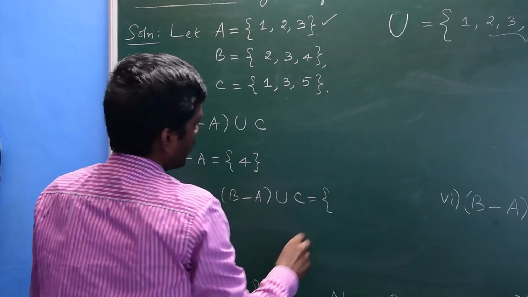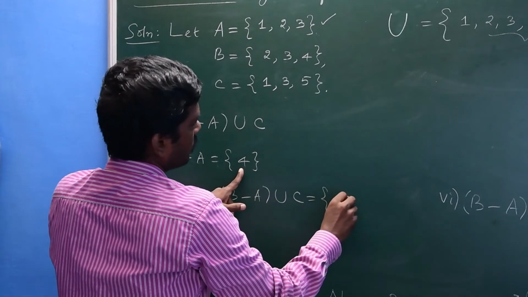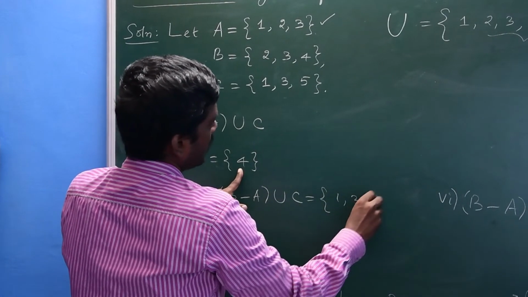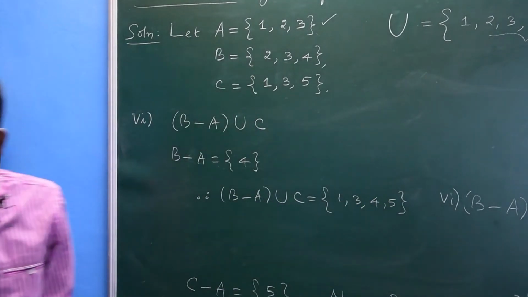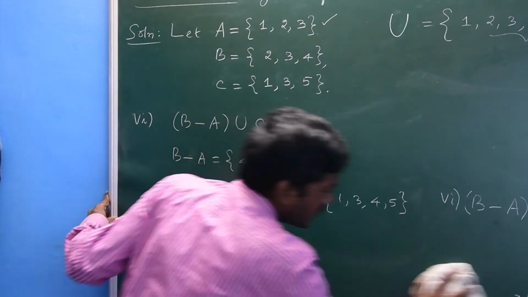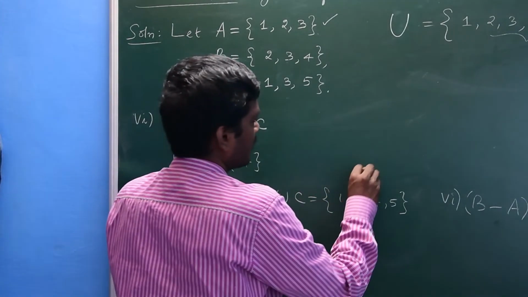B minus A union C. So now what can we do here? We can add 4 to this, add it with C. So if you take the union, you get 1 3 4 5. So you can call this set 1. So this is our left hand side.